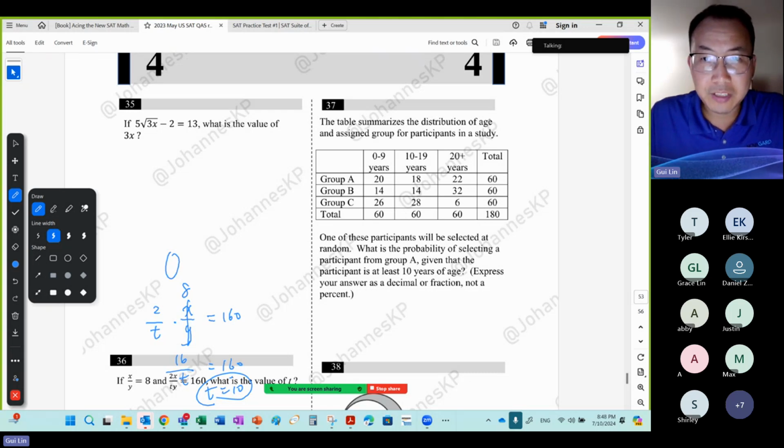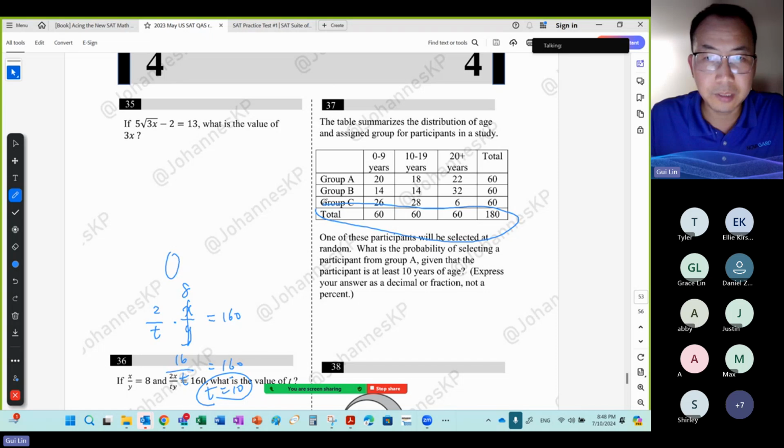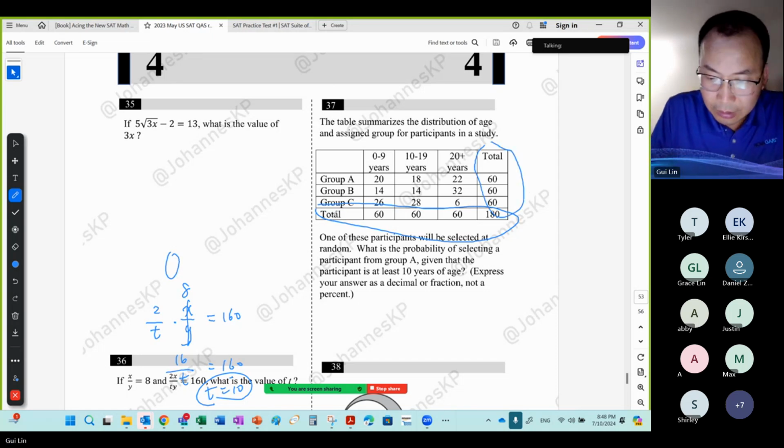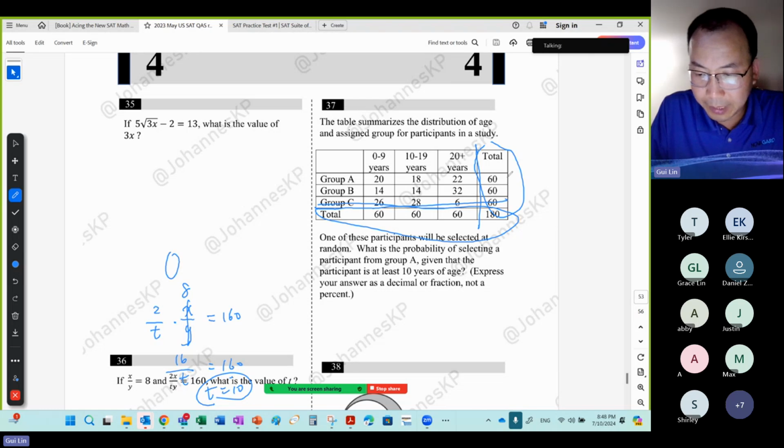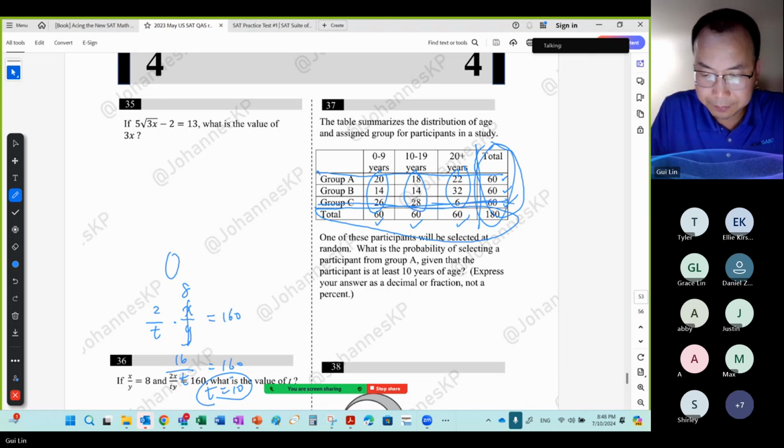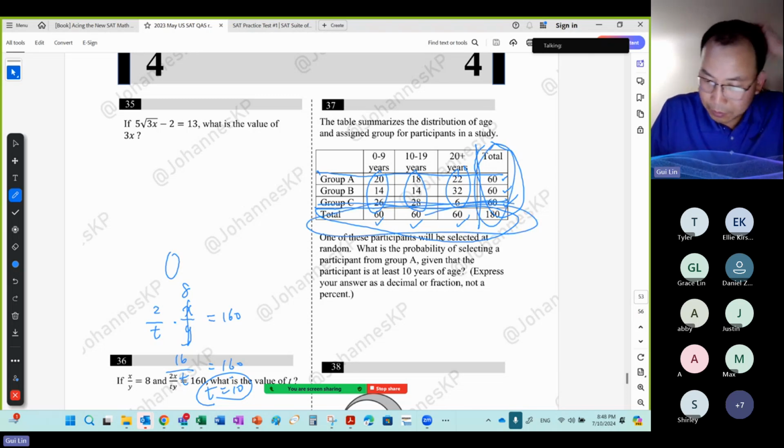The table summarizes the distribution of age and assigned group of participants in a study. So groups A, B, C, and the final one is total, right? You can see these two charts, these kinds of tables. So A, B, C total, and group A total, group B total, group C total, and age here, right? Try to understand this one. Actually, only these numbers are input. The rest are statistical results, right? Read these kinds of tables. Make sure you understand this one.